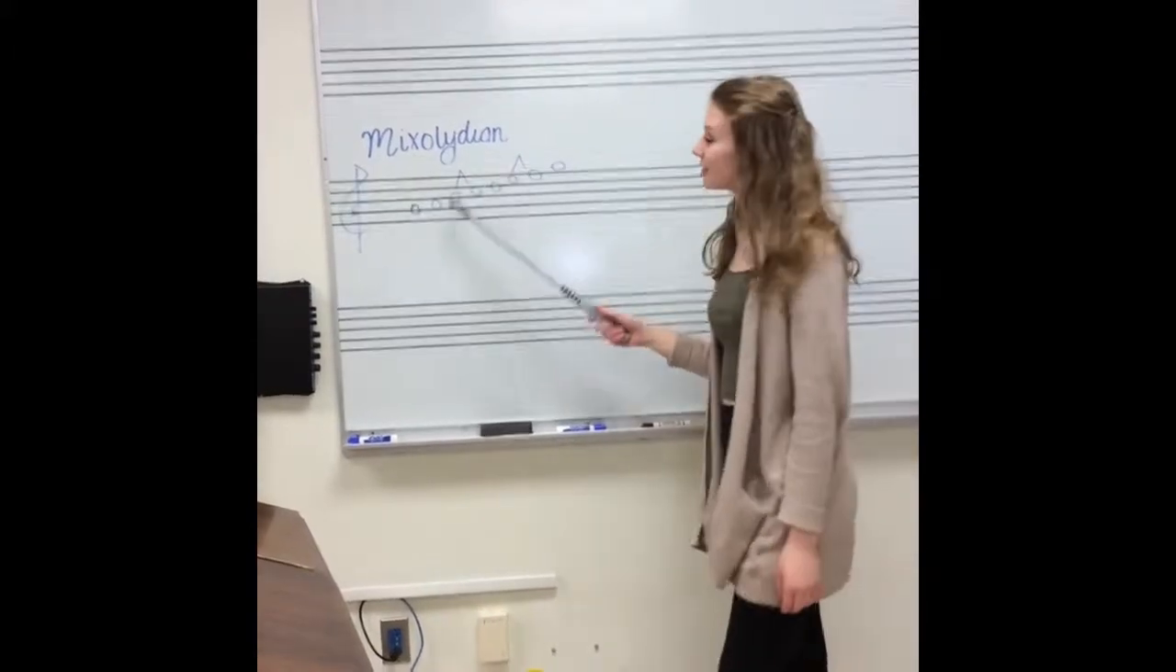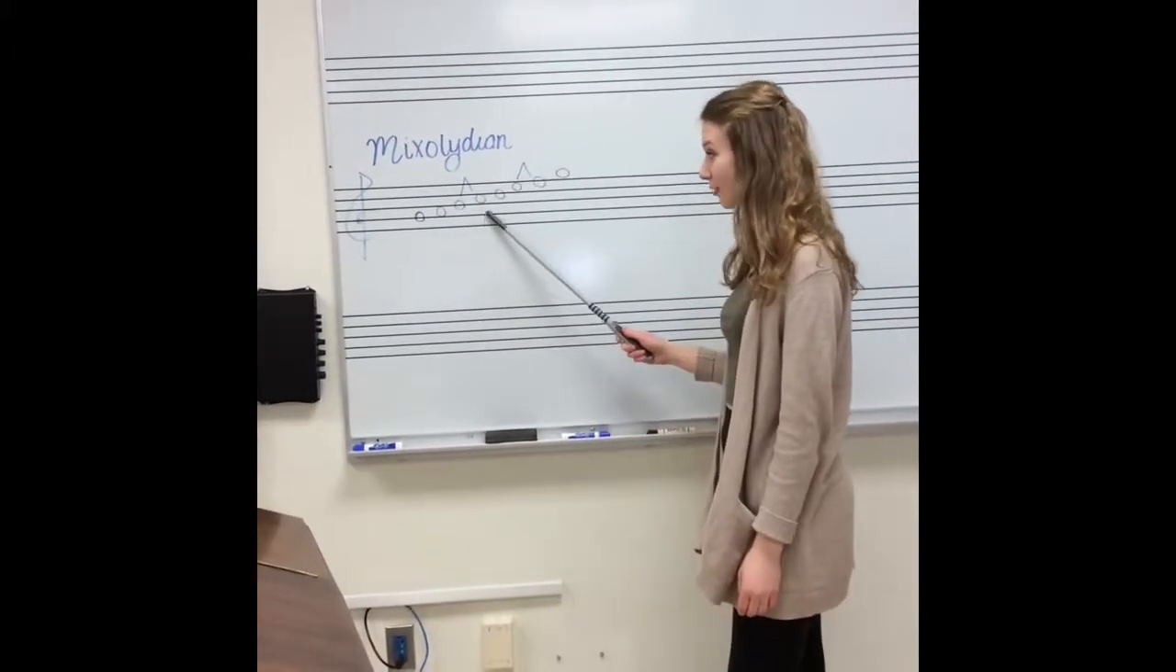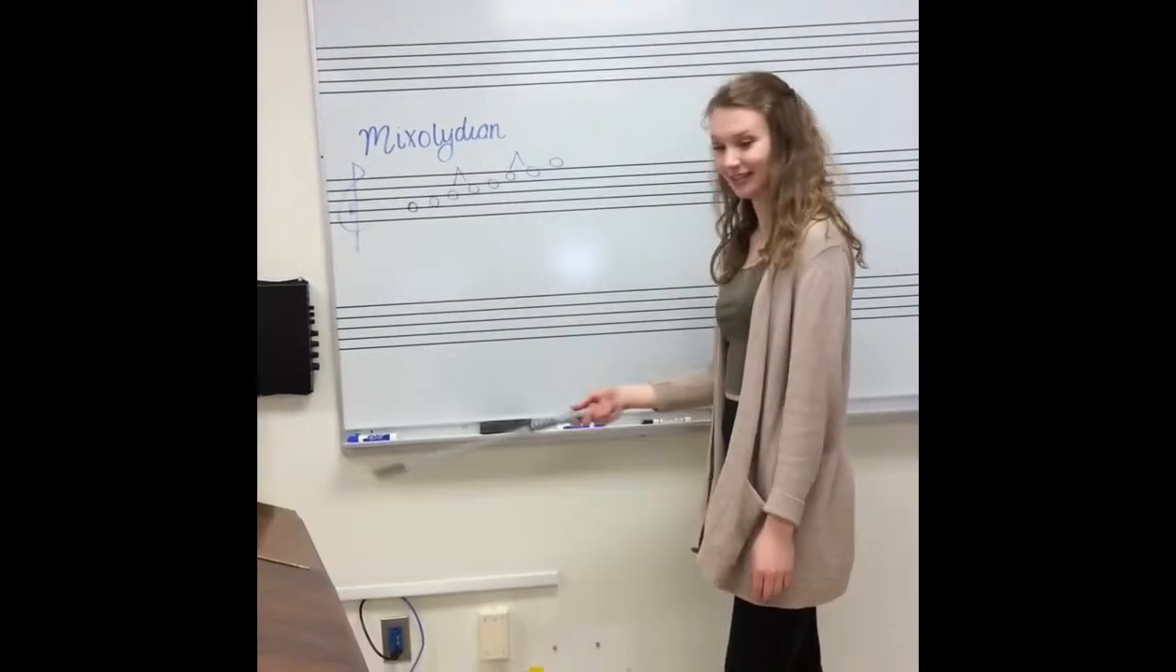Mixolydian is the 5th mode. It starts on G and has half steps between 3 and 4 and 6 and 7. This is what it sounds like.